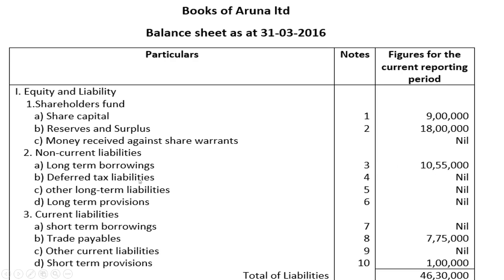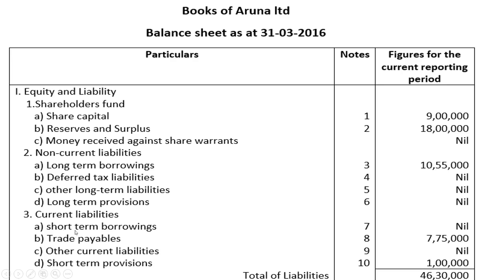And B, deferred tax liability, note number 4, nil. And C, other long-term liability, note number 5, nil. And D, long-term provisions, note number 6, that is also nil here. And equity and liability, the third heading is current liability.